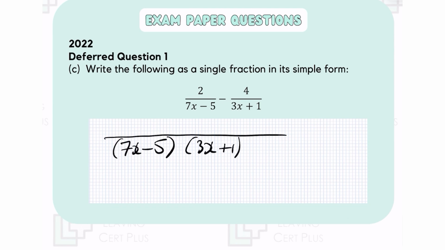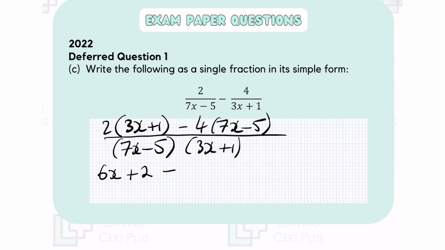Remember, it's top by other bottom. So the 2 is going to multiply by 3x plus 1. And then minus comes down. The 4 is going to multiply by 7x minus 5. For full marks now, we're going to simplify the top. So it's 2 by 3x is 6x. 2 by 1 is 2. Minus 4 by 7x is minus 28x. Minus 4 by minus 5 is plus 20. And then my common denominator is going to write down as normal.